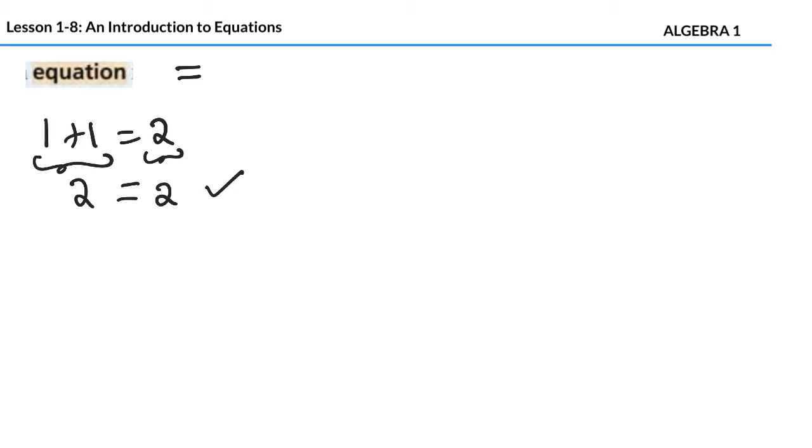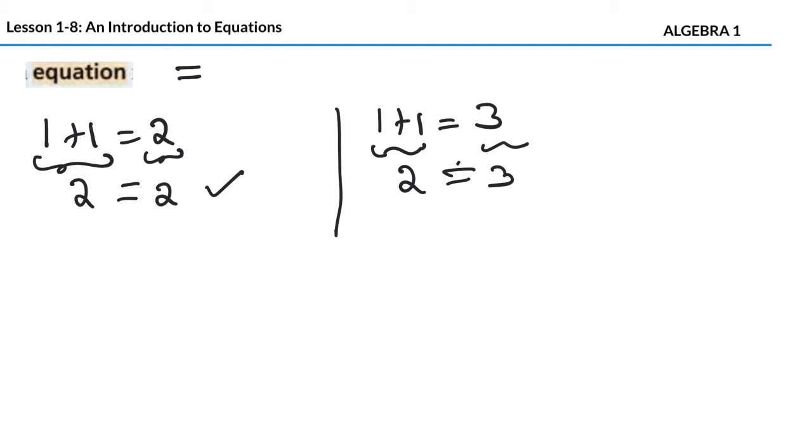Now what is a false equation? An equation is false if the expressions on either side of the equal sign are not equal. For example, 1 plus 1 is equal to 3. Now the value on this side of the equal sign is 2 and the value over here is 3. They are not equal. So this is a false equation.